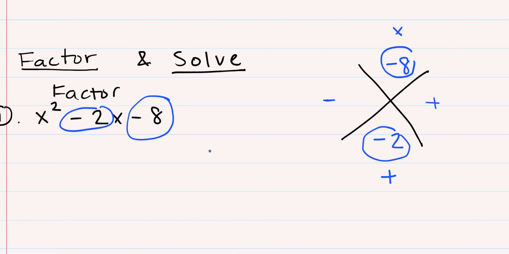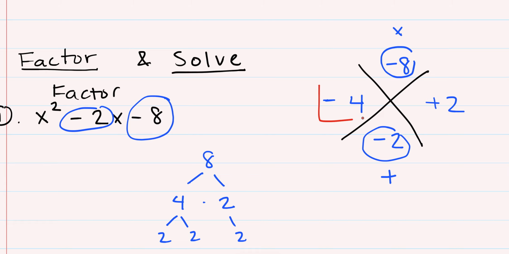So let's think about how we can break up 8. 8 is the same thing as 4 times 2, and 4 is 2 times 2. Okay, these are all the factors of 8. Now notice if I took a -4 and a +2, multiply those together, I get a -8. And if I add these two numbers together, I'll get a -2. So those are the numbers I'm looking for. This -4 and this +2.